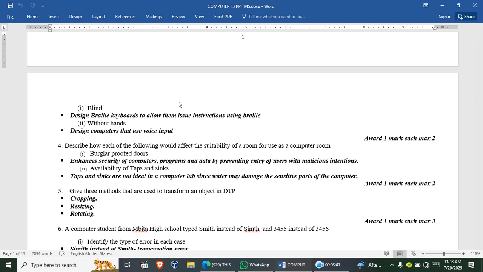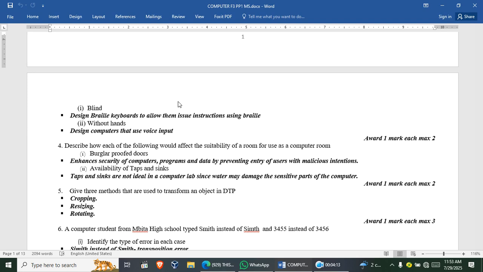Then describe how each of the following would affect the suitability of a room for use as a computer lab. For that case, we have burglar-proof doors, availability of taps and sinks. So when you talk about burglar, this means theft. Burglar-proof doors enhance security of computers, programs, and data by preventing entry of users with malicious intentions. So here we can talk about trespass. Trespass is whereby you enter a place that is restricted.